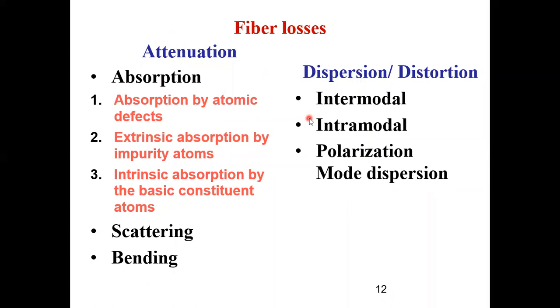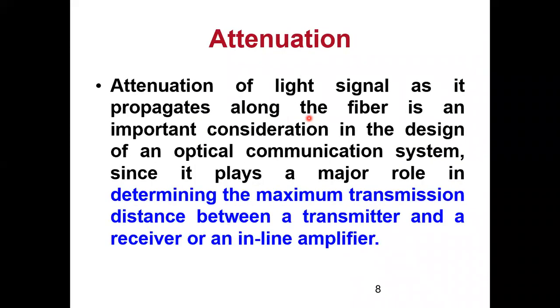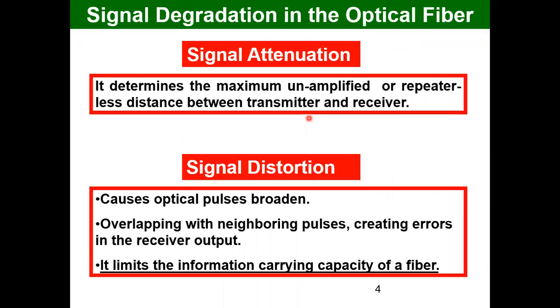Let us see the definition that is there. Usually students say attenuation is a decrease in the signal strength. So what is signal attenuation? That is given in your book. It determines the maximum unamplified or repeaterless distance between the transmitter and the receiver.